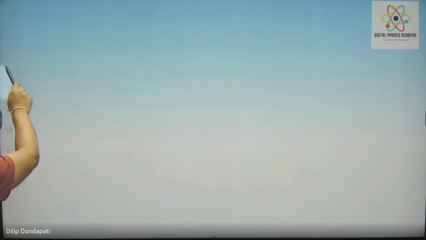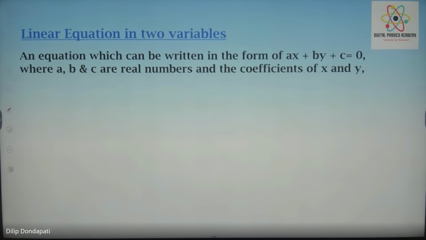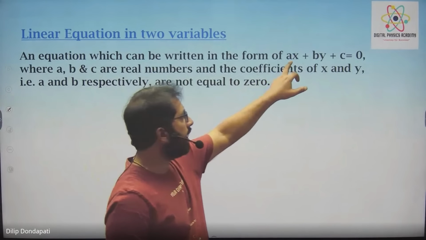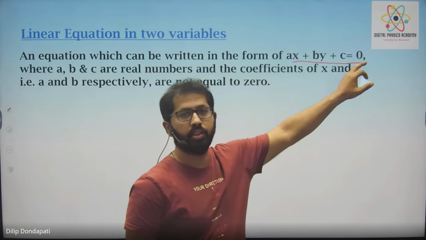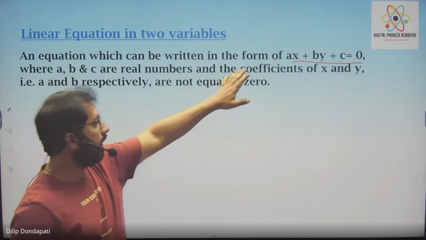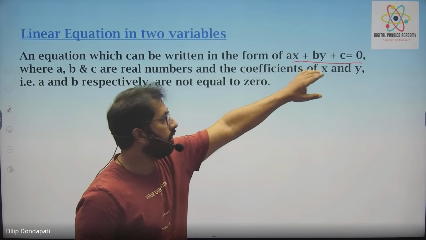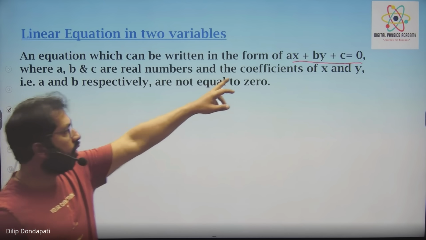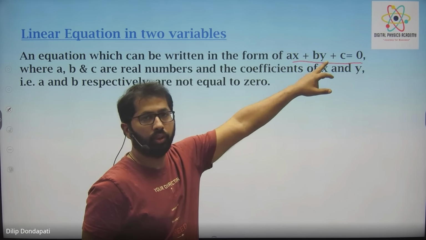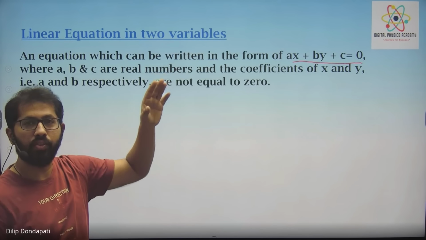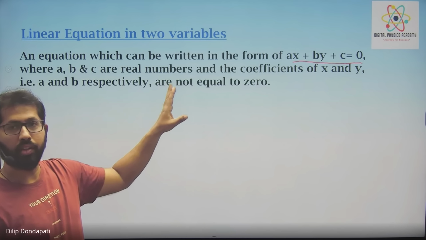Okay, so write: linear equations in two variables. A linear equation means an equation which can be written in the form ax plus by plus c is equal to 0. This is a standard format, where a and b are constants and should not be 0. Otherwise, it is not a linear equation in two variables. If one variable goes, it is called a linear equation in one variable.